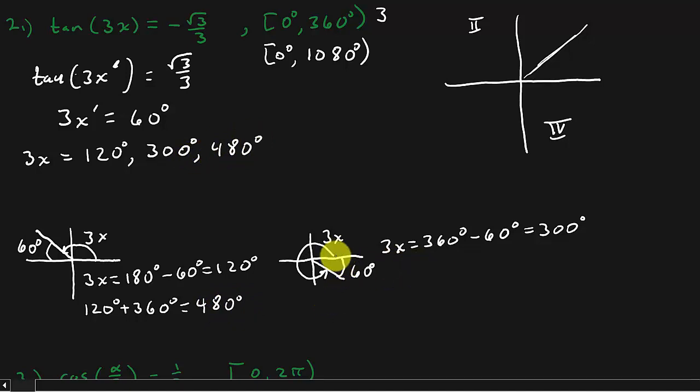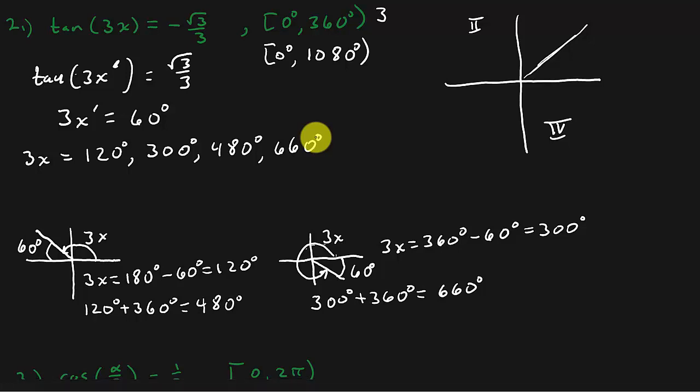Now let's go around here. So from here to here, that's what, 300? That's going around one time. So let's go around again. So I'm going to add 360. So that's going to be 660. All right. So that I've gone around twice, haven't I?